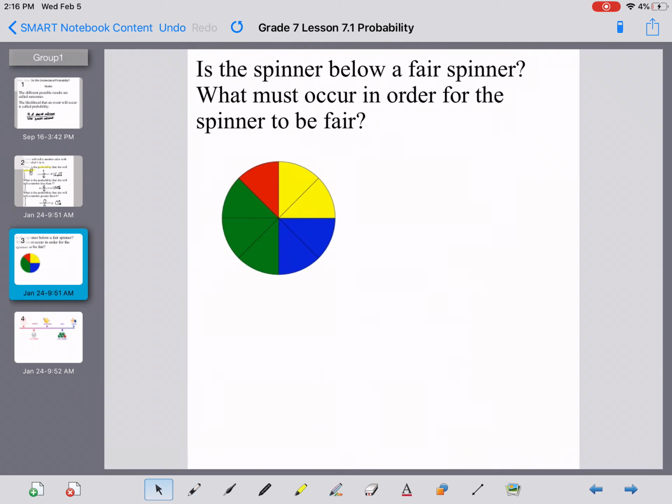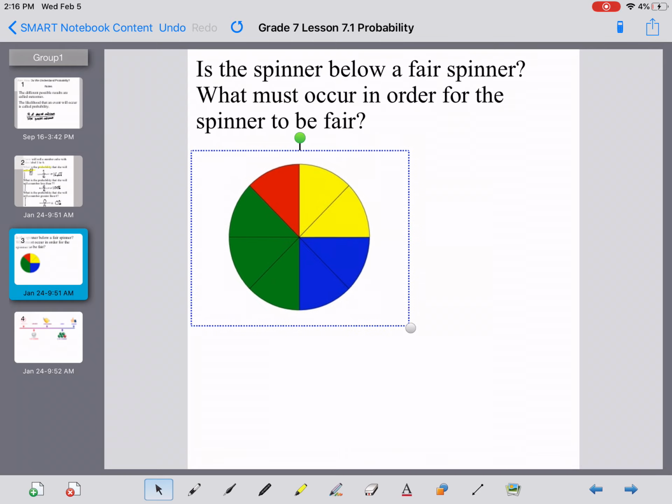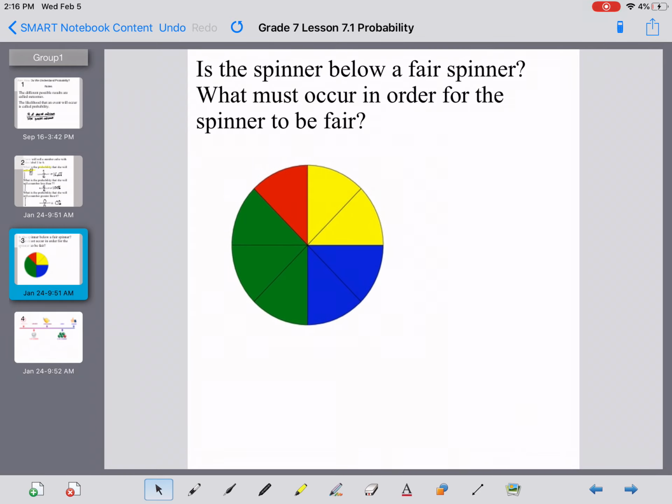The spinner below, is the spinner below a fair spinner? What must occur in order for the spinner to be fair? Take a second to copy down the question and the spinner. You can just label the spinner as red, yellow, yellow, blue, blue, and then green, green, and green.